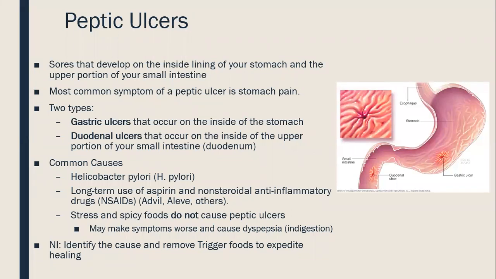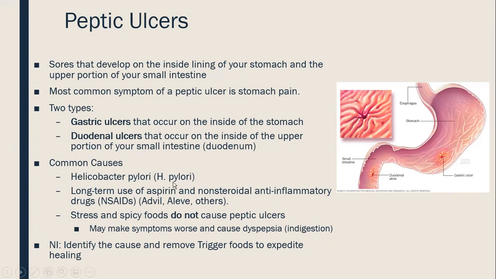Next up, we'll take a look at peptic ulcers or stomach ulcers. These are sores that develop on the inside lining of your stomach, and you can see a good depiction here of our gastric ulcer developing on the wall of the stomach. And you can also get these on the upper portion of your small intestine. Most common symptom is generalized stomach pain, and we have 2 different types here because we have some in the stomach, some in the small intestine, where we can categorize them as gastric or duodenal based on the location of them. Common causes of these, contrary to popular belief, are not stress and spicy food.